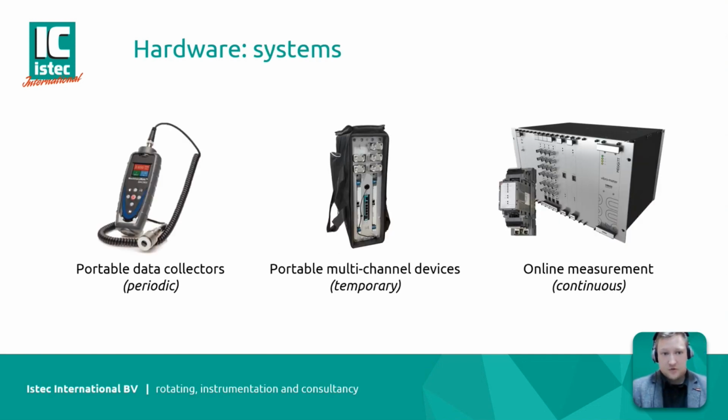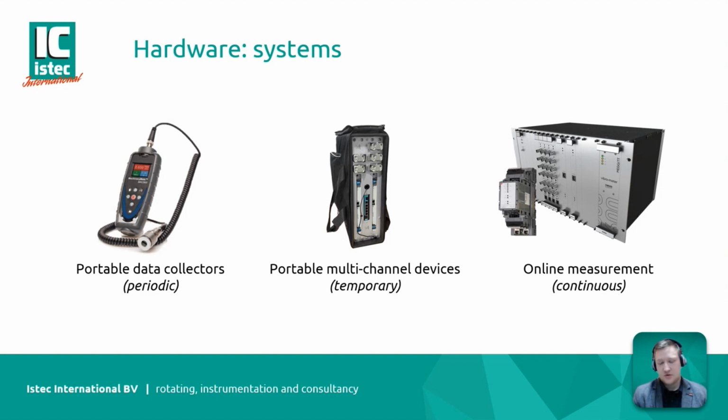So we know now what we have to select as a sensor, but where does my signal go to? There are different types of systems which can be used. A portable data collector: when our strategy is to periodically measure vibrations, we can use a portable data collector or a portable multi-channel device, which is temporarily hooked up to the machine. We measure for a certain duration, and then the data is analyzed.